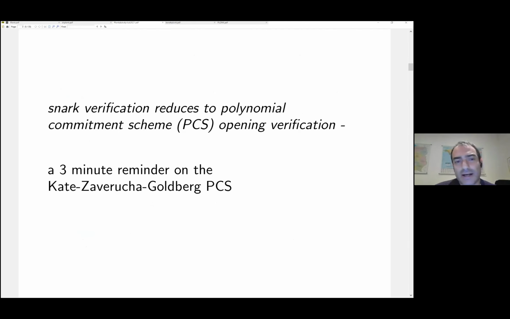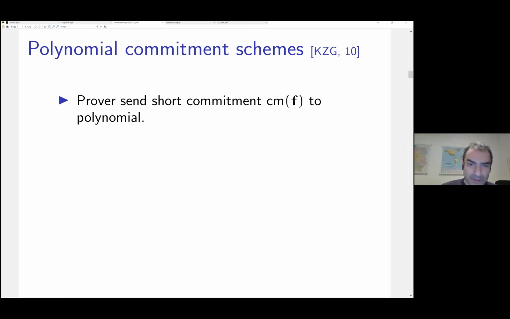All right, so yeah, please ask questions because I'm going to assume some level of familiarity here, so please interrupt me with questions. But as we know, SNARK verification in these polynomial IOPs reduces to opening a polynomial commitment scheme. So that's what we're going to concentrate on. And yeah, let me just give a reminder on the KZG polynomial commitment scheme that we all know and love, probably for the 50th time for most of you.